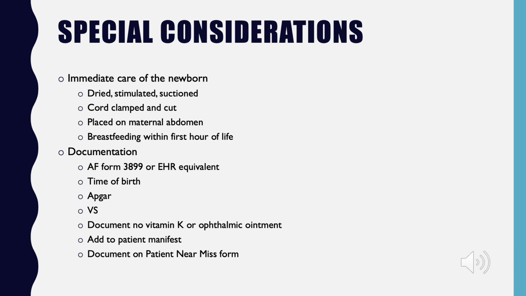A new 3899 or EHR record needs to be created, and the patient needs to be added to the patient manifest. Documentation includes the time of birth, APGAR scores at 1 and 5 minutes post-birth, and that no vitamin K and eye ointment was given. Make sure to also fill out the 3899 cover sheet and fill out a patient near-miss form.